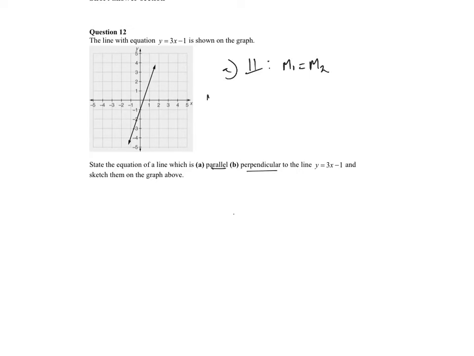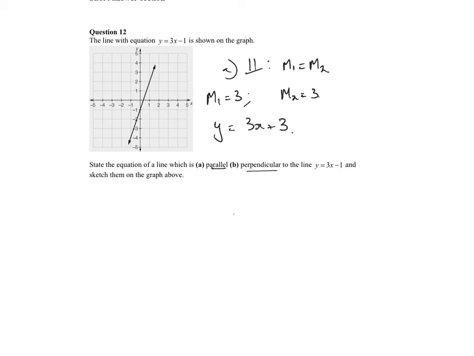So in this case, M1 is equal to 3. Therefore, since they're parallel, M2 will also be equal to 3. So any line parallel will be y equals 3x plus any number that you can think of. Okay, so I'm going to put 3x plus 3.